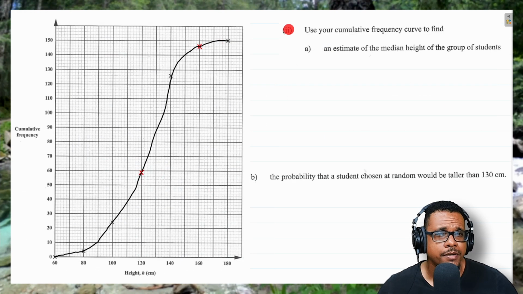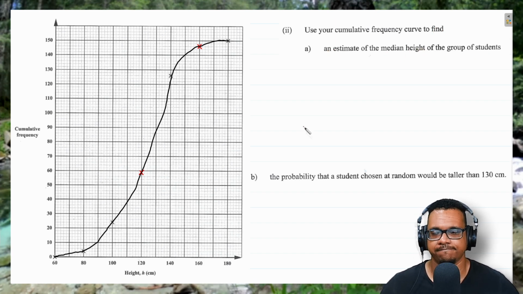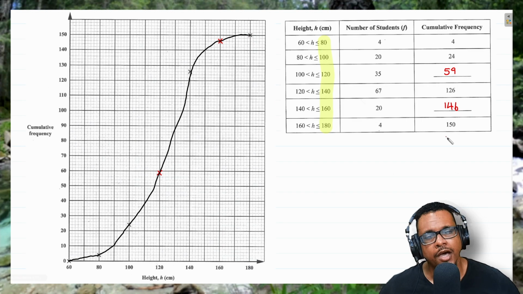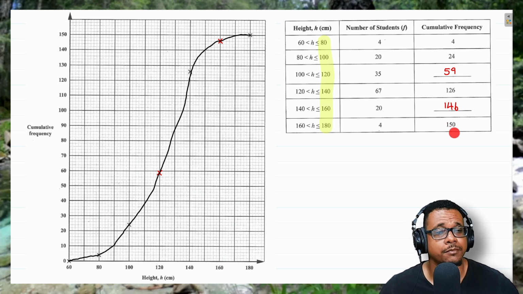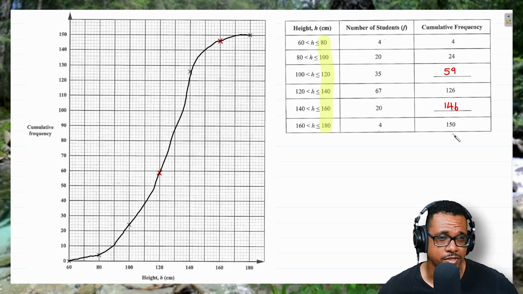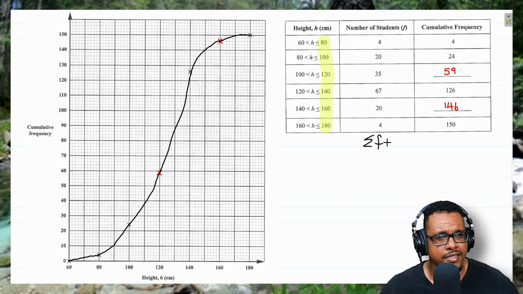So now moving on to part 2, we have: use your cumulative frequency curve to find an estimate of the median height of the group of students. So now remember, the total number of students is 150. And we can see that here because the last value for the cumulative frequency is sigma f, which is the total number of students. Because if we were to put sigma f here and add up all the number of students, we would get 150.